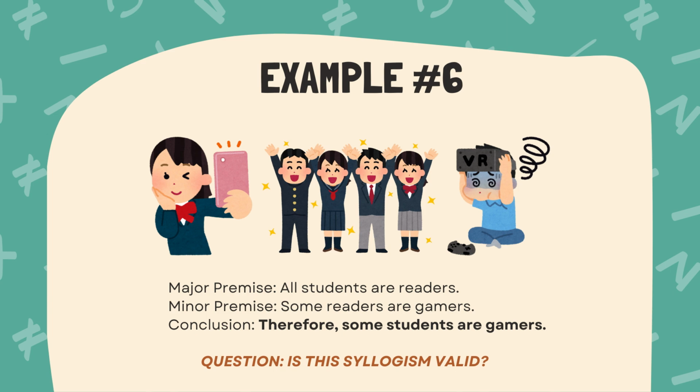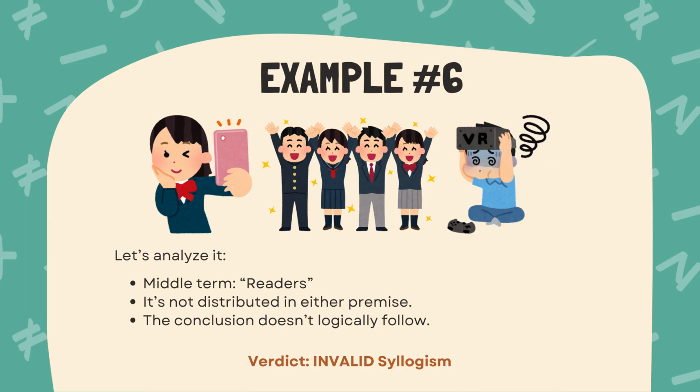Here are 5 examples of the validity of syllogism. Example number 1. The major premise, all students are readers. The minor premise is some readers are gamers. Therefore, some students are gamers. Is this syllogism valid? Let's analyze it. So the middle term is readers. It's not distributed in either premise, and the conclusion doesn't follow logically. So the answer is invalid syllogism. It shows an invalid syllogism example and demonstrates why it fails logical rules.